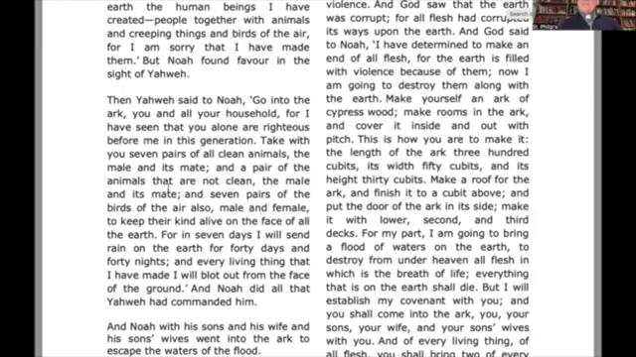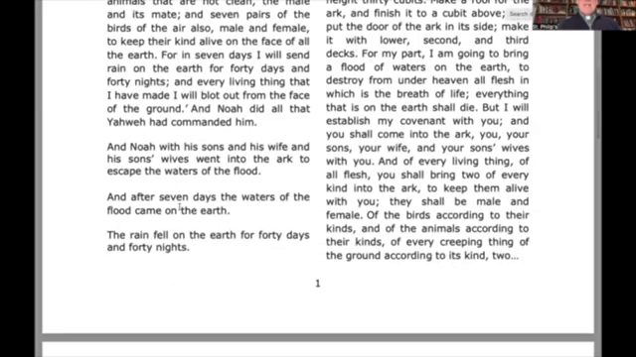So the numbers that the J writer tends to use are symbolic numbers. There's always like 7 or 40, right? There are 40 years in the wilderness and 40 days and 40 nights. Well, here in 7 days, there'll be rain for 40 days and 40 nights. That's just a good long time. That's how to understand that.